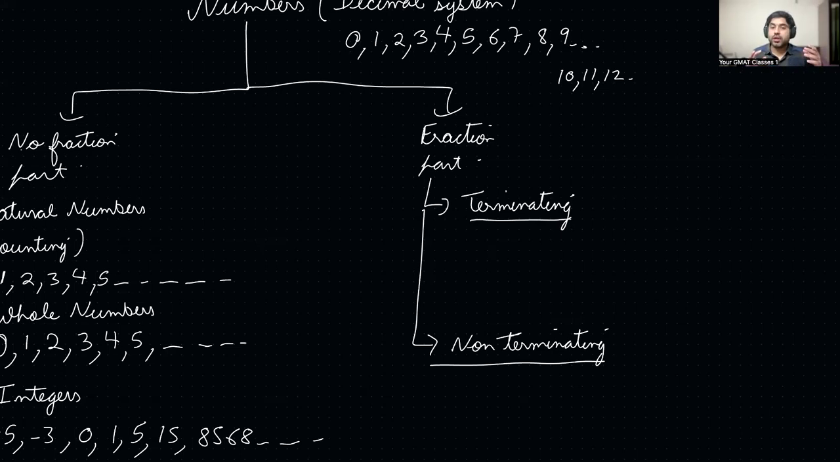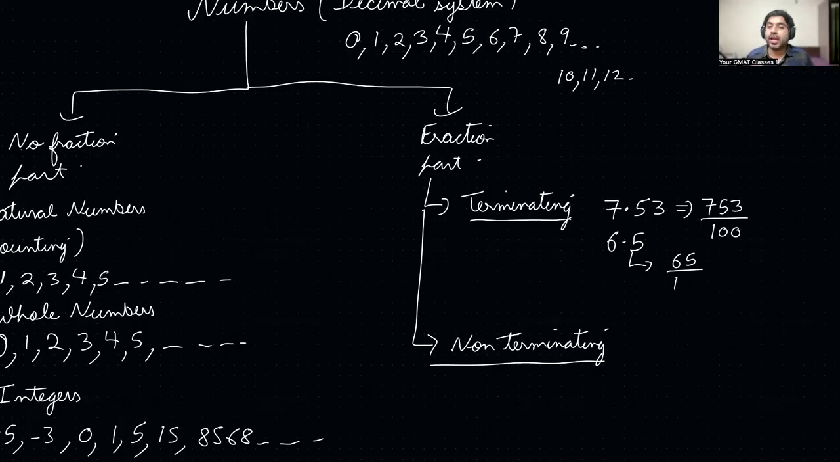Now, if a number is terminating, that means its fraction part terminates at some point. So a number like 7.53 falls into that category because it's ending at 3, or a number like 6.5 also falls into that category. Because we know the system that we use is a decimal system, this 7.53 can be written as 753 by 100. And this 6.5 can be written as 65 by 10.